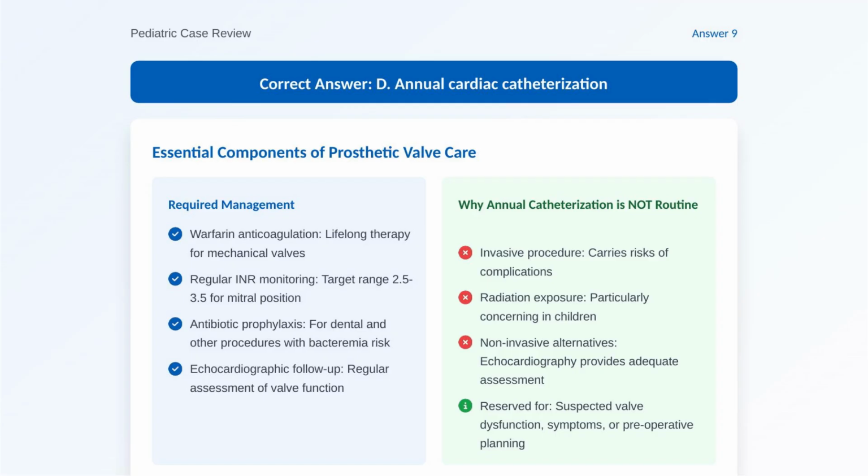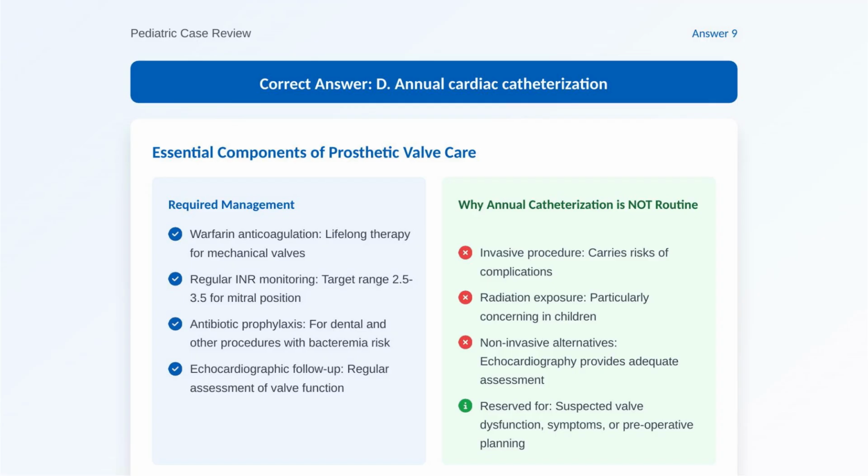However, annual cardiac catheterization is not part of routine surveillance due to its invasive nature, associated risks, radiation exposure, particularly concerning in children, and the availability of non-invasive alternatives like echocardiography that provide adequate assessment of valve function. Cardiac catheterization is reserved for specific indications such as suspected valve dysfunction, unexplained symptoms, or preoperative planning when intervention is being considered.